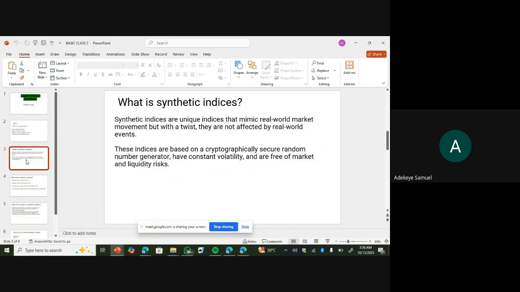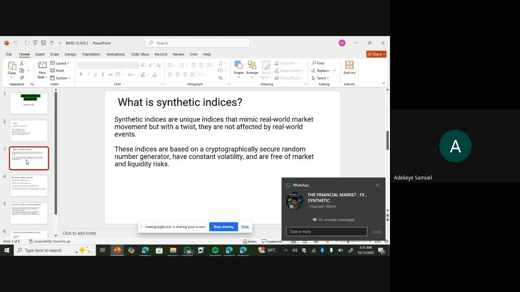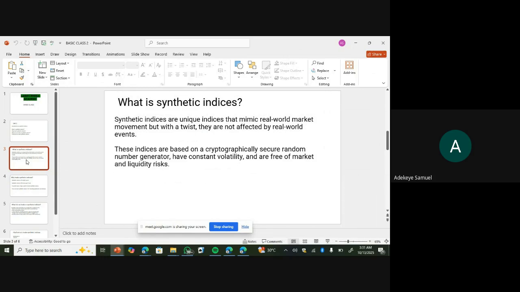So in my note, I said synthetic indices are unique indices that mimic real world market movement, but with a twist. They are not affected by real world events. What do I mean by this? Synthetic indices, like I said, is a virtual market. Let me say it is a copy of what is happening in the real world market, but they have their own pattern of operating.